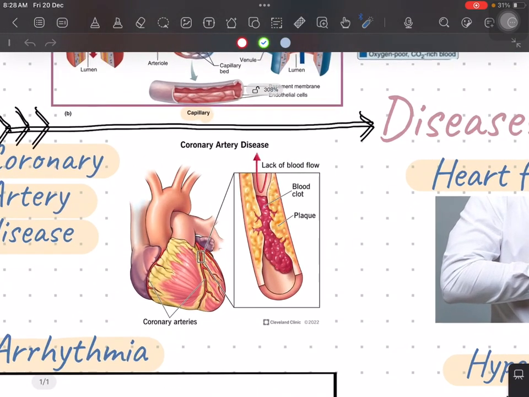Symptoms are from the lack of blood flow to the heart. They may include chest pain and shortness of breath. A complete blockage of blood flow can cause a heart attack. Treatment for coronary artery disease may include medicine and surgery.